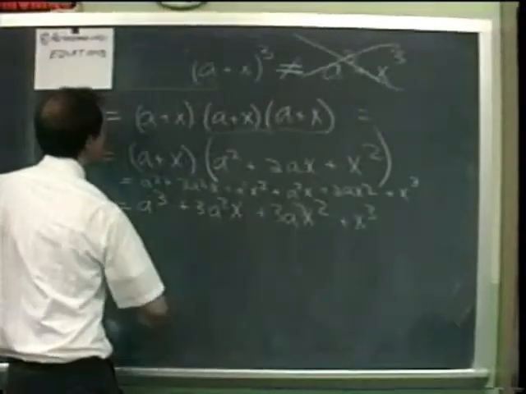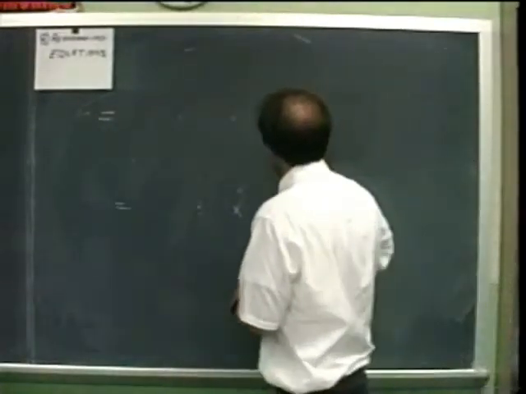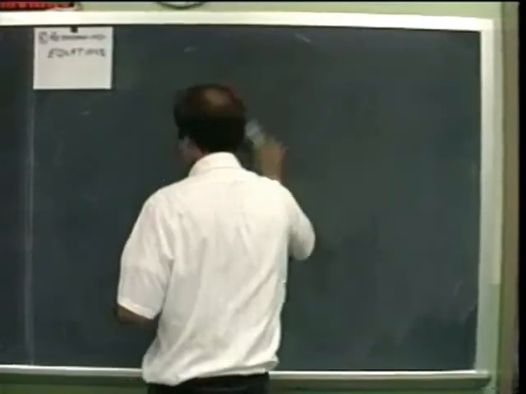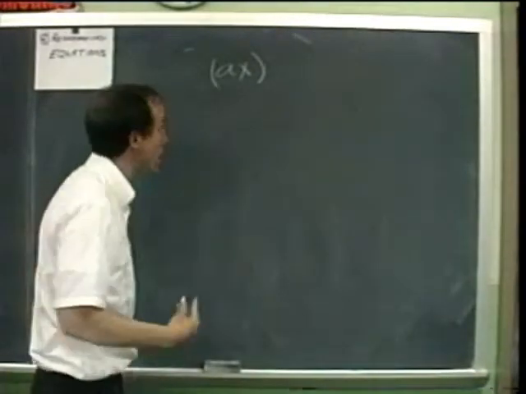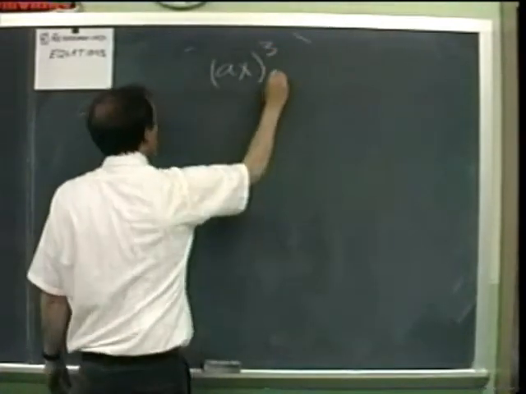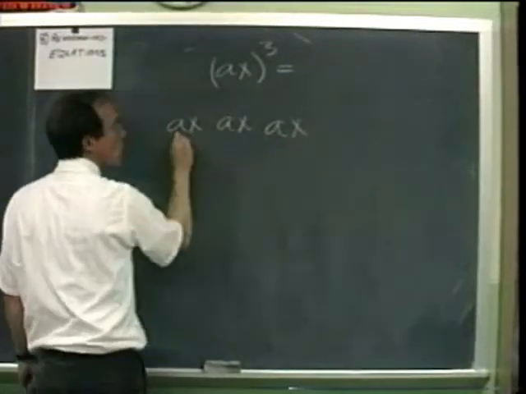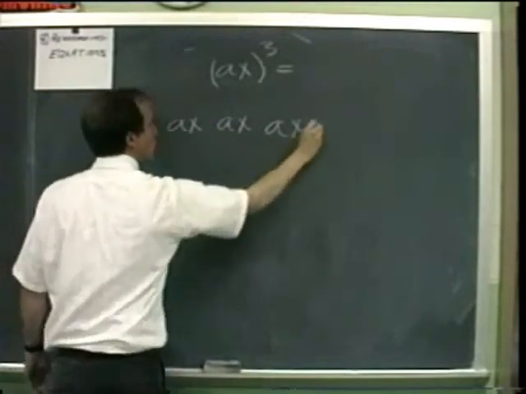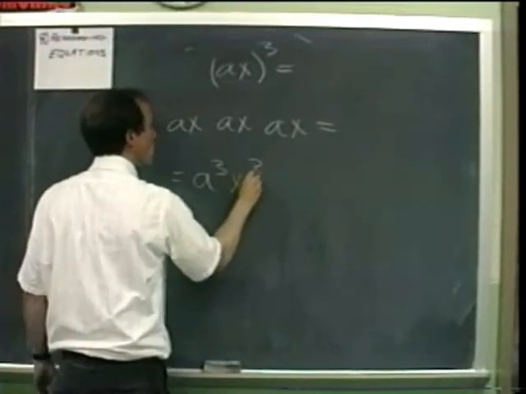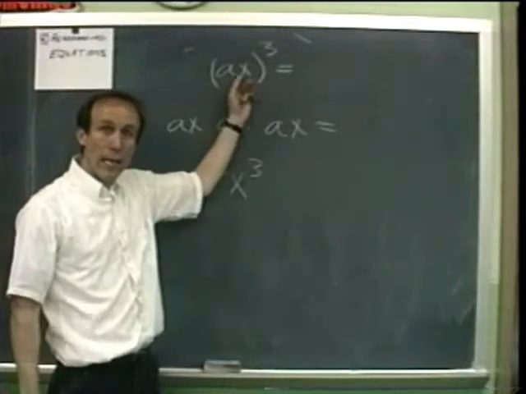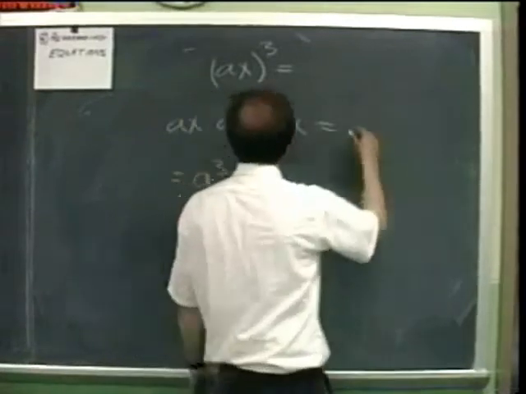If we've got a times x instead of a plus x, ax all cubed, this is ax times ax times ax, which I can rearrange as a times a times a, which is a cubed, times x times x times x. X cubed works out that way every time. Among products, I can just distribute the power. Same thing with the square root.